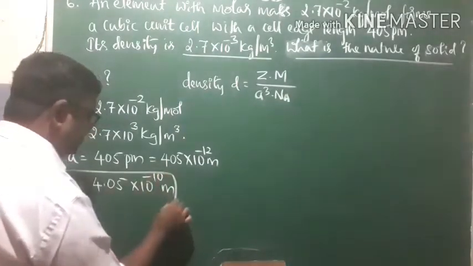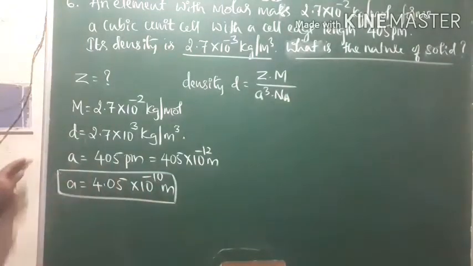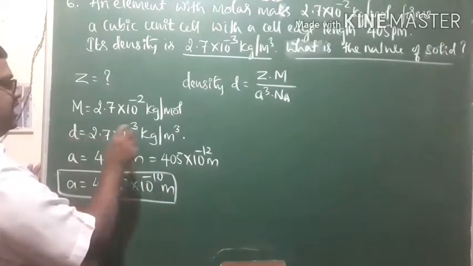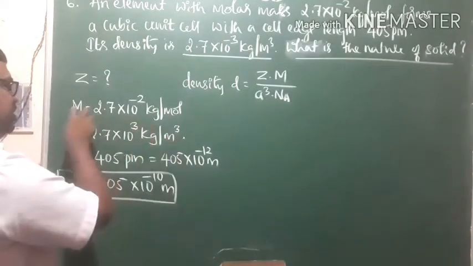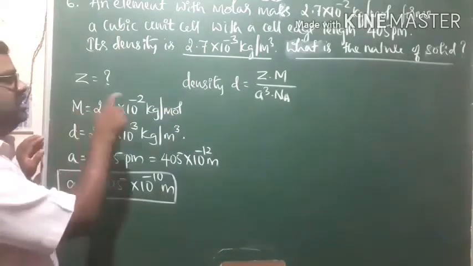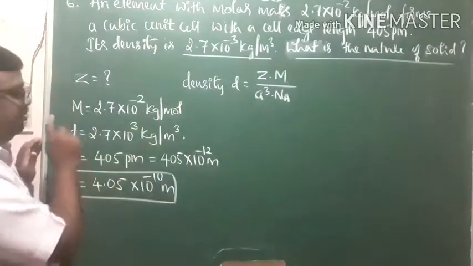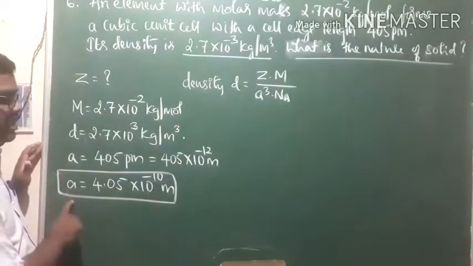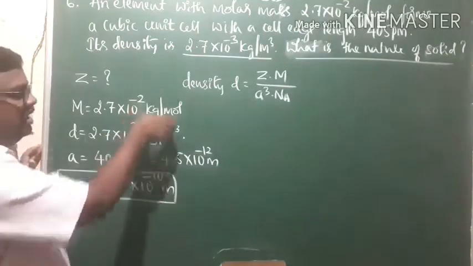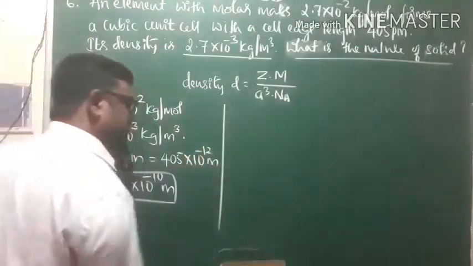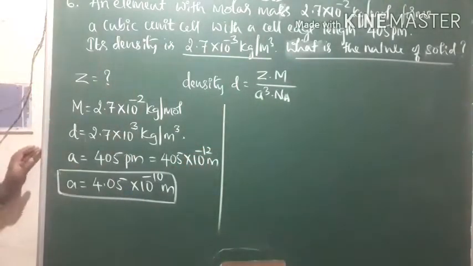Now look at this, I am expressing that edge length in terms of meter here, because the density is given in terms of kg per meter cube, and the molar mass is given in terms of kg per mole. If the molar mass is in terms of gram per mole and the density is in terms of gram per cm cube, then you are supposed to express the edge length in terms of centimeters. But all are in SI units, therefore I am expressing this in SI units. These are the different parameters given.